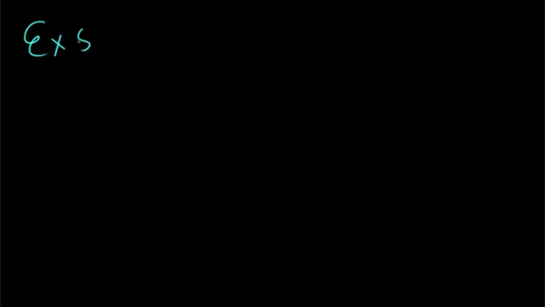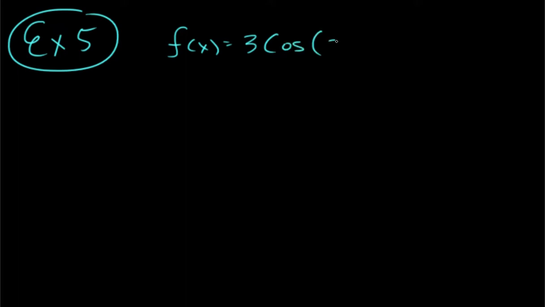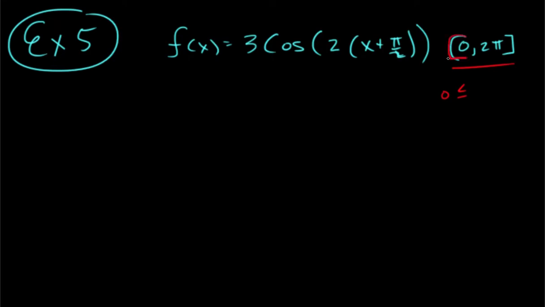Here's example 5. It says sketch the graph of f of x equals 3 cosine 2x plus pi halves. And they want us to do that over the interval from 0 to 2 pi with closed brackets. So once again, this interval notation just means 0 is less than or equal to, since they're closed, x is less than or equal to 2 pi.